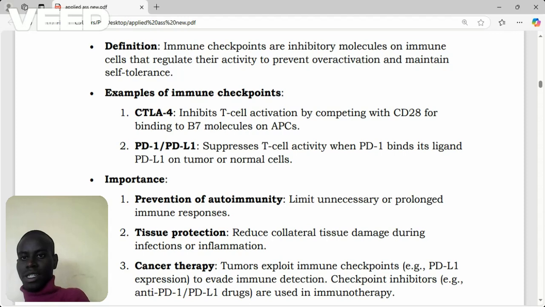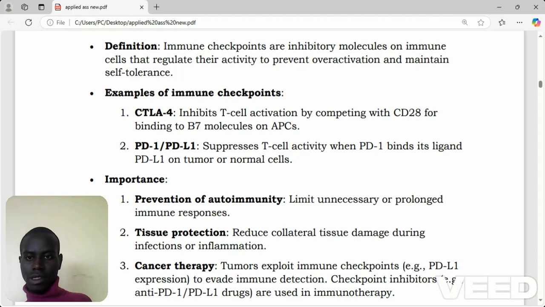For example, CTLA4 and PD1 or PDL1. The first example, CTLA4, inhibits T cell activation by competing with CD28 for binding to B7 molecules on antigen-presenting cells, or APCs. The second example, PD1 or PDL1, suppresses T cell activity when PD1 binds its ligand PDL1 on tumor or normal cells.